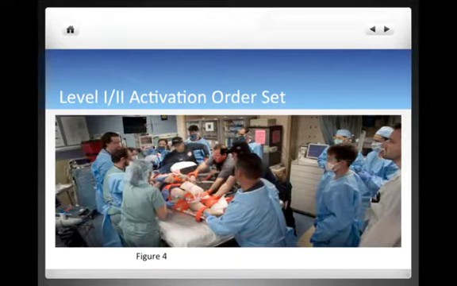The Level 1/2 activation order set is a quick and convenient way to get diagnostics started for all activations. The point of the order set is to avoid missed injuries. Most advanced imaging is not included as default orders, so the provider of record should be consulted about what to order. The key behavior is the initiation of the order set in Elmer.